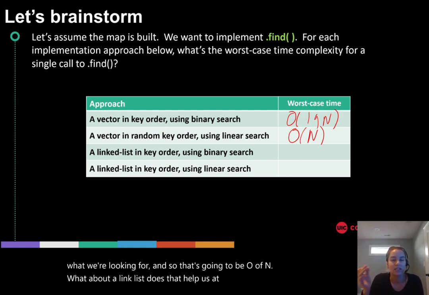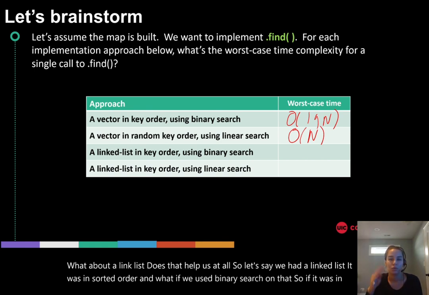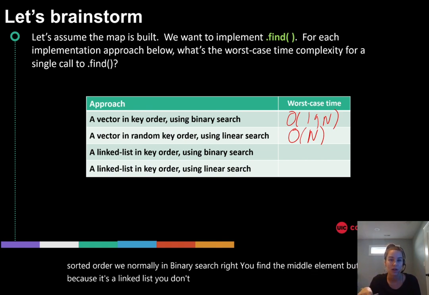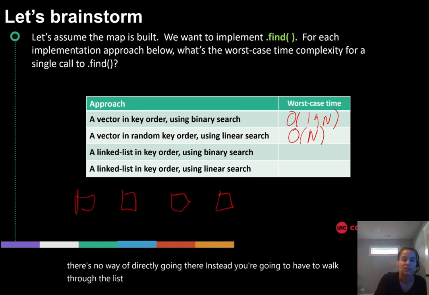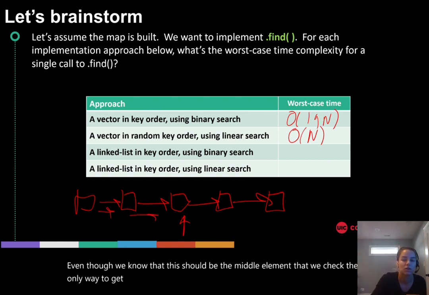So let's say we had a linked list in sorted order, and we used binary search on that. Normally in binary search, you find the middle element. But because it's a linked list, you don't have direct access to the middle element. So there's no way of directly going there. Instead, you're going to have to walk through the list. So let's say we have a linked list with 5 elements. Even though we know that this should be the middle element that we check, the only way to get there is to walk through the other elements in front of it.